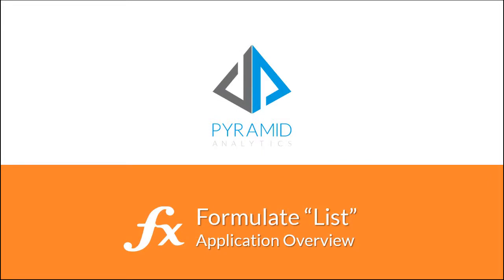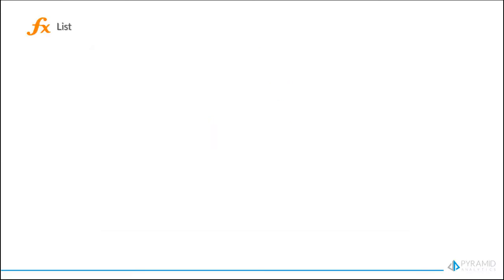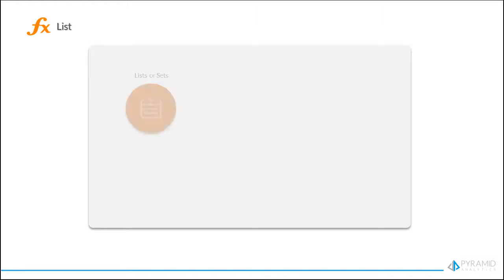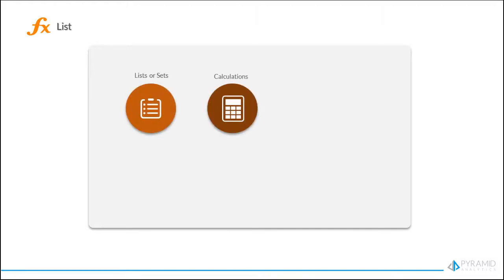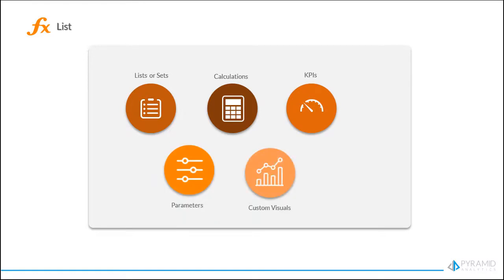This video offers a short overview of Formulate and how to use it to build lists or sets logic for your reports and dashboards. The Formulate app in Pyramid is used for pro users to author and build a variety of advanced logical items that are then used elsewhere. This includes lists or sets, calculations, KPIs, parameters, custom visuals, and Python and R scripts.